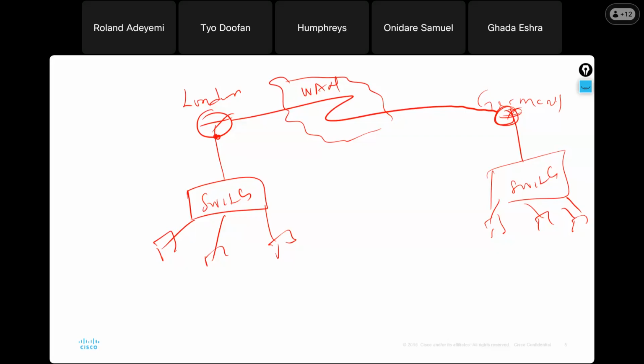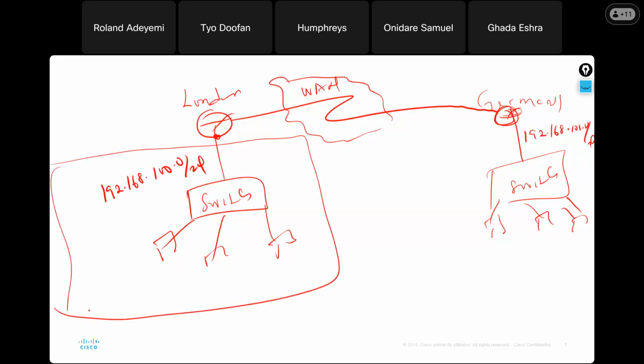So this is going to be the challenge. Let's assign addresses, subnet or IP address, network addresses to all this LAN. Let's say this LAN in London is on 192.168.100.0/24. The LAN in Germany is on 192.168.101.0/24. This is a network here, we know that. This is another network here, we know that.